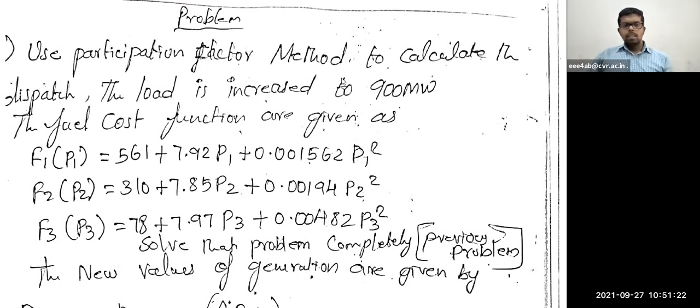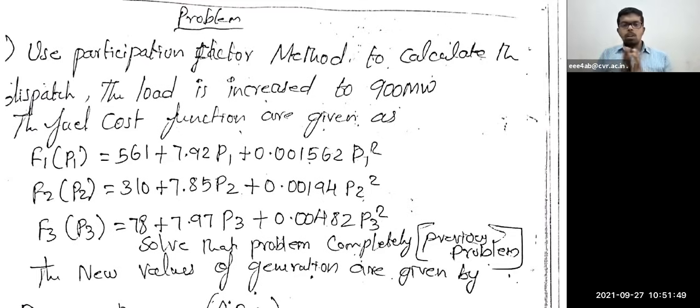To calculate the load dispatch, the load is increased to 900 megawatt. So the demand is, I think, the same problem we have solved previously also. The total demand is 850 megawatt, but suddenly the demand is increased. That is, load is increased to 900 megawatt.